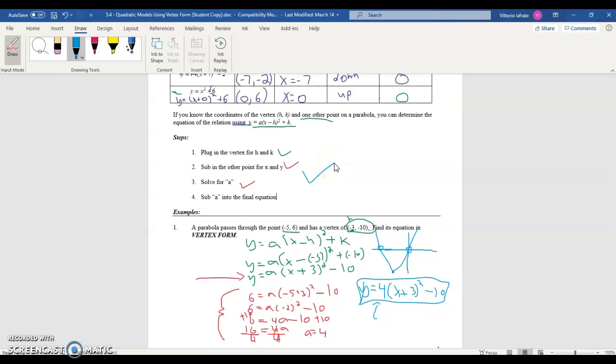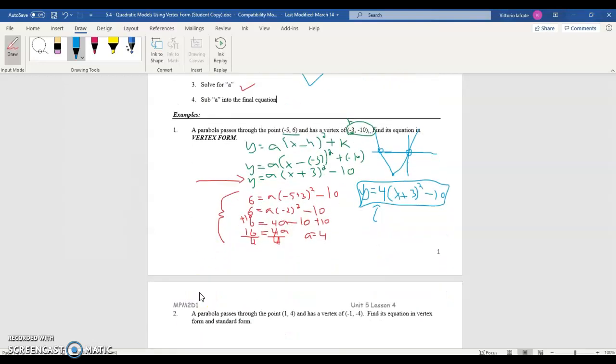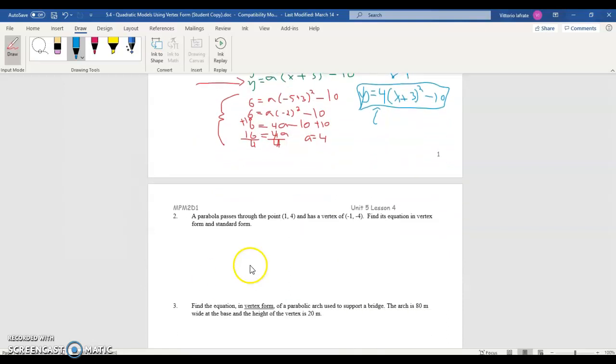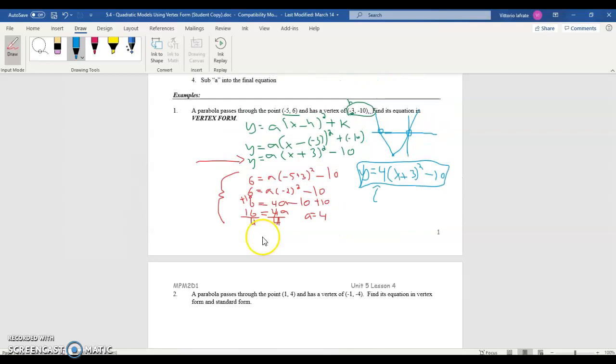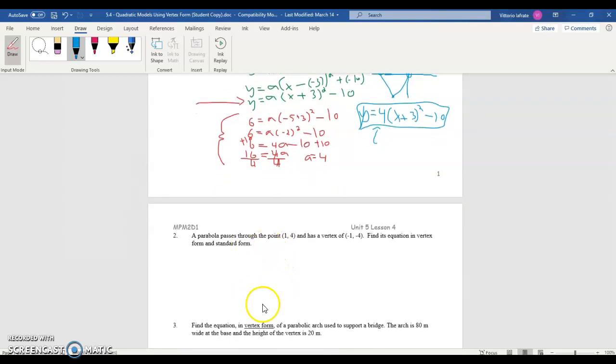So what we're going to do now is another example. I want you to pause the video, try it yourself, and then see if you got the same answer. A parabola passes through 1, 4 and has vertex negative 1, negative 4. Find its equation in vertex form and standard form. So in this case, we're asked for the standard form as well. So we'll probably have time to find the vertex form in this video, hopefully, and then we'll continue with the standard form in the next video. So we're going to start off with the vertex form first.